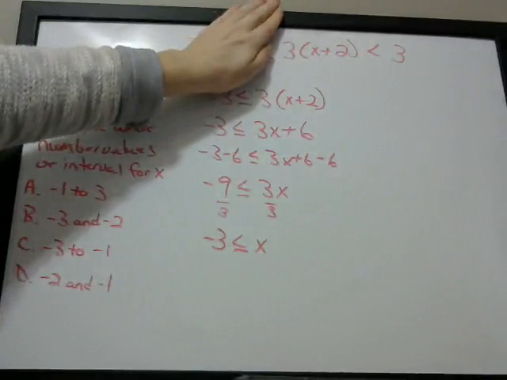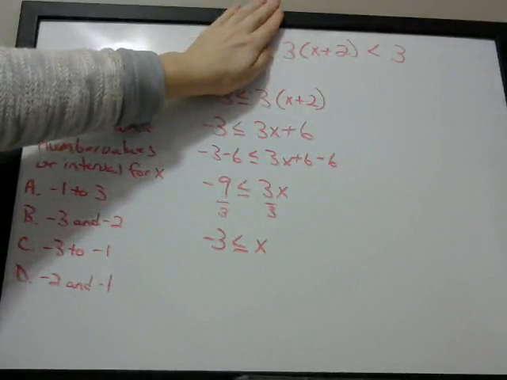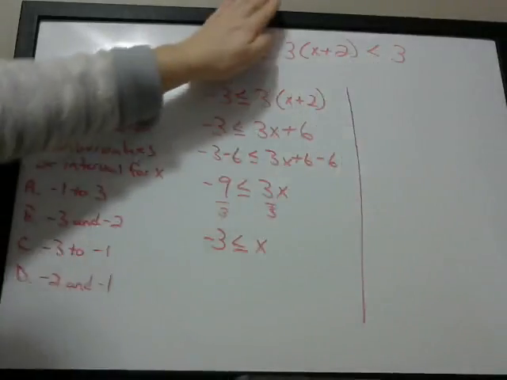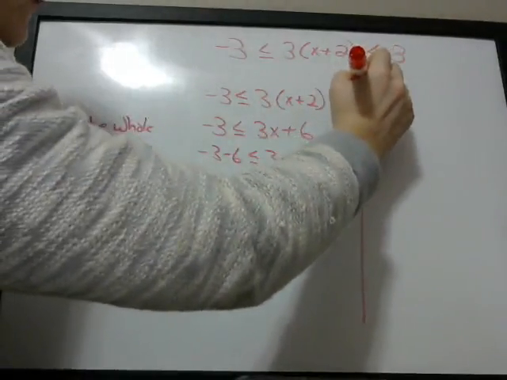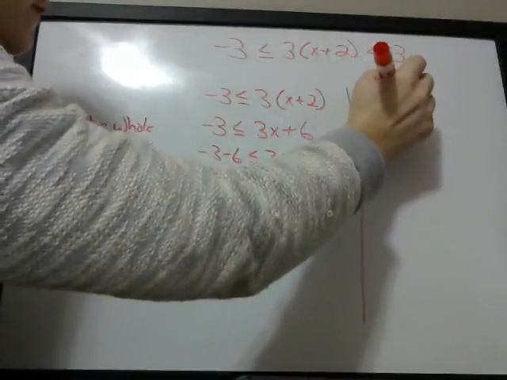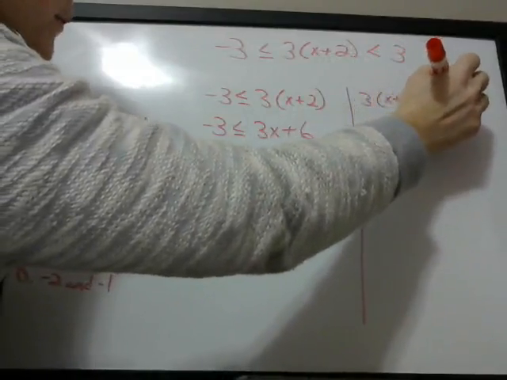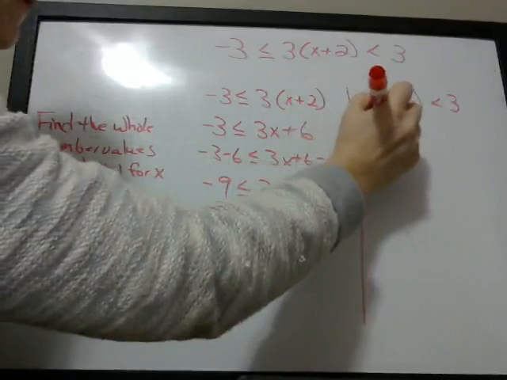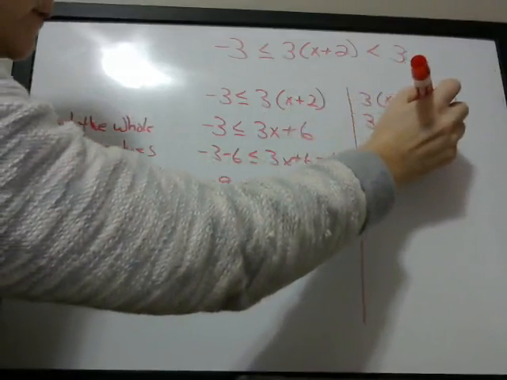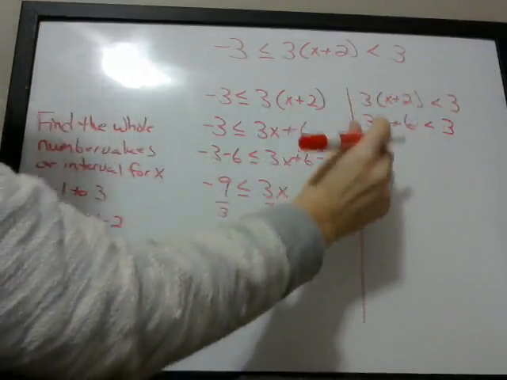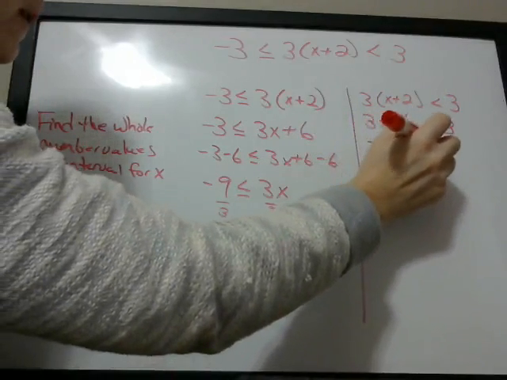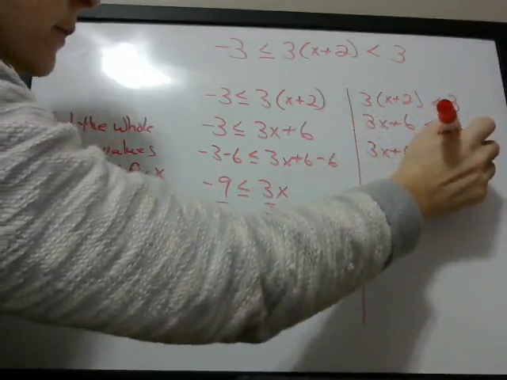Because remember, we also have to satisfy this part of the inequality. So now we're just going to look at this side. And we have 3 times x plus 2 is less than 3. Again, we're going to use the distributive property. 3x plus 6 is less than 3. We need to get rid of the 6. 3x plus 6 minus 6 is less than 3 minus 6.